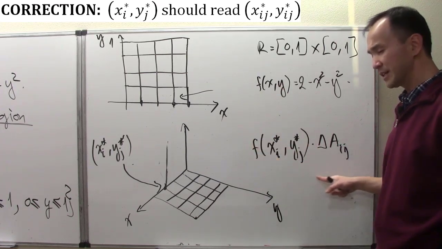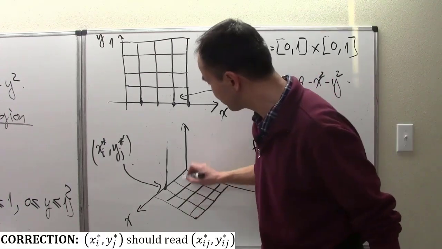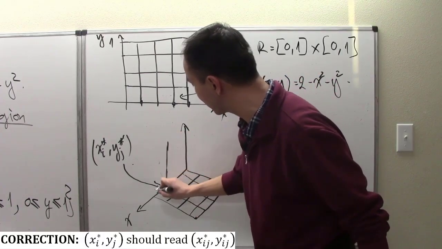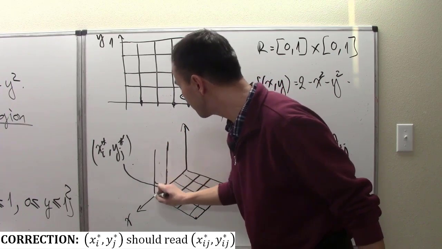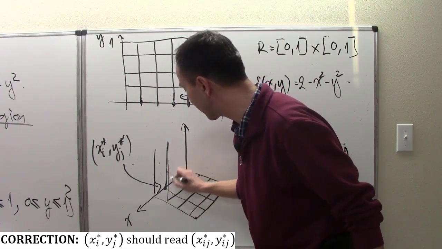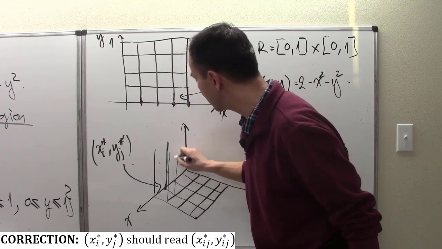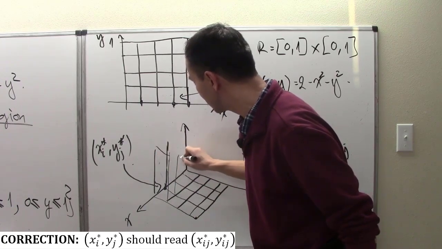So doing this right here, here's the picture. Whatever that height is, the picture is going to give us a rectangular prism. A rectangular prism.